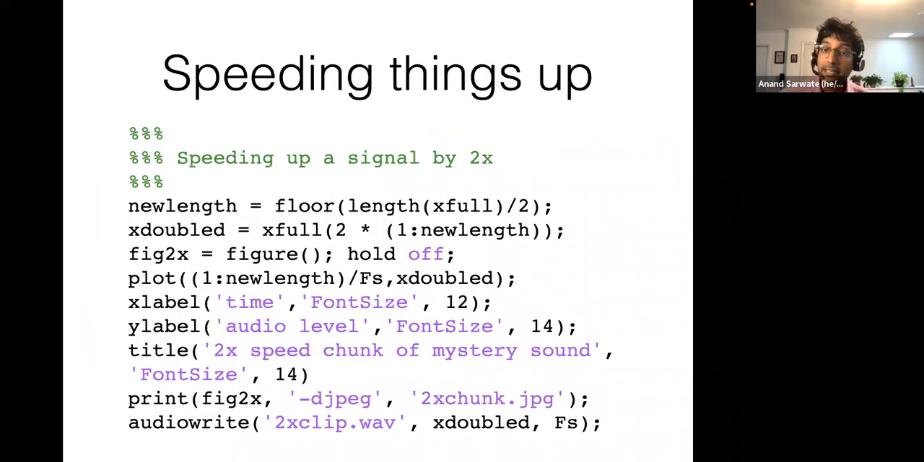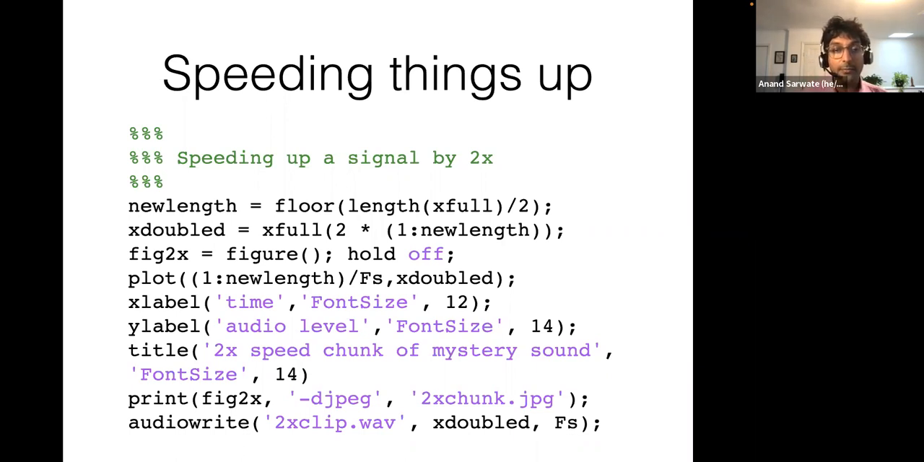So if we wanted to speed things up, well, what do we do then? It's not that complicated. We have to figure out what is the length of the new signal that's sped up. When we want to speed things up, remember, we want to keep only every other sample. So this is going to be like a downsampling operation.